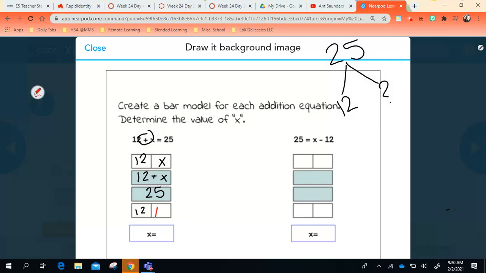It is 13. So what I did notice on some of your classworks is when you went to put in the answer, you did 12 plus 13 equals 25. Make sure in your solution box, I'm just getting x equals your answer, 13. Because if not, I'm not sure if you know what x equals.